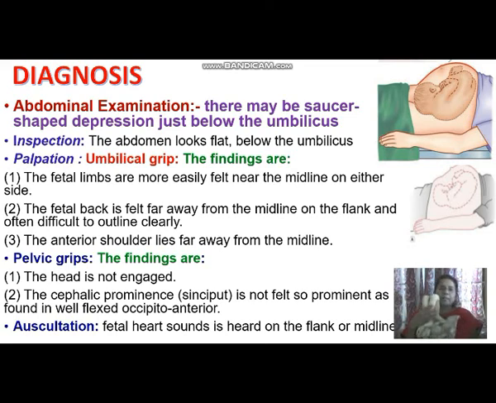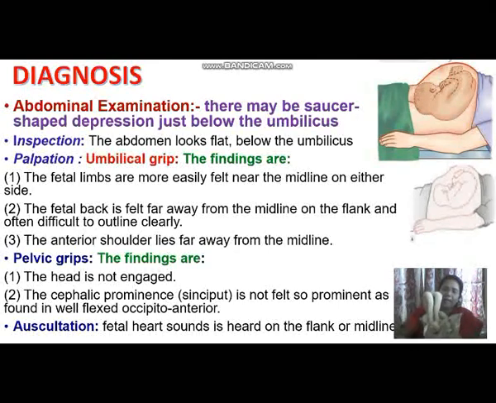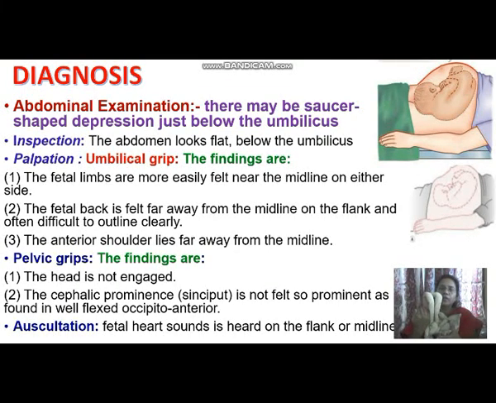So the limbs can be more easily felt near the midline or on either side of the abdomen. Then the fetal back is felt far away. When the baby lies in the posterior position, the back is felt far away from the midline on either side, both sides. If it is the right side, you can see it this way.